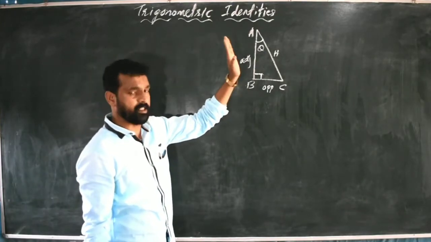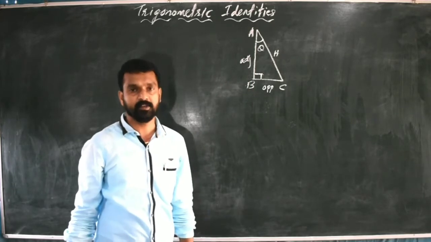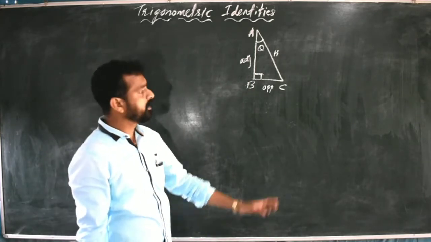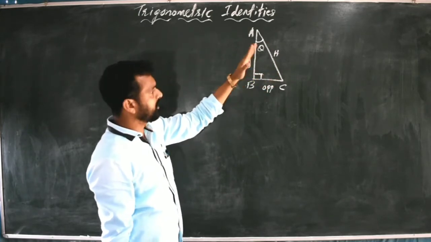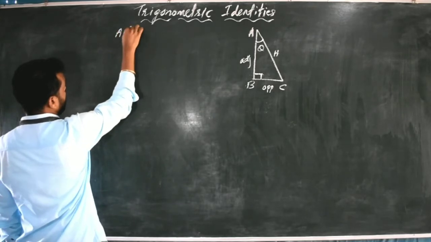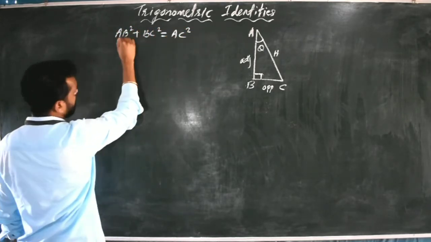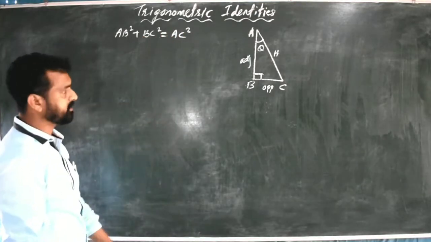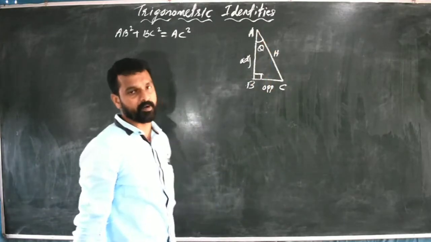We know that it is a right angled triangle. In this right angled triangle, if we use the Pythagoras theorem, hypotenuse square is equal to perpendicular square plus base square. So AB square plus BC square is equal to AC square.